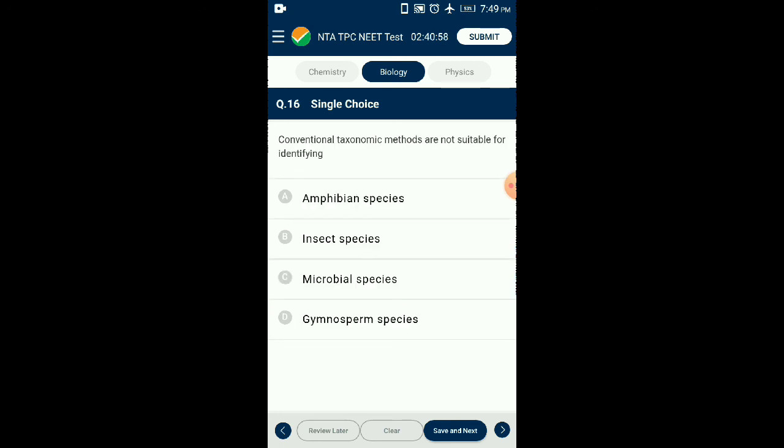Question number 16. Conventional taxonomic methods are not suitable for identifying. The conventional taxonomic method is not suitable for identifying microbial species because many microbial organisms are not culturable under regular laboratory conditions. So the answer for this question is option C, microbial species.